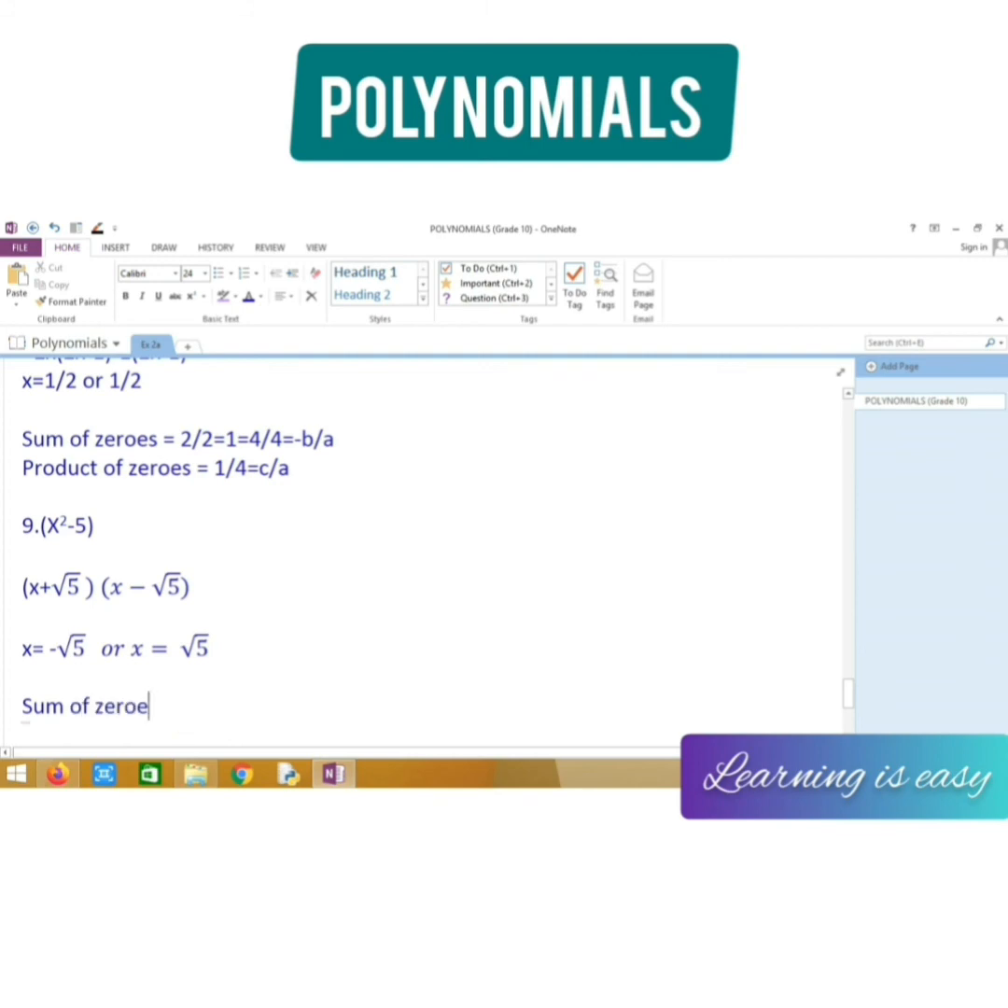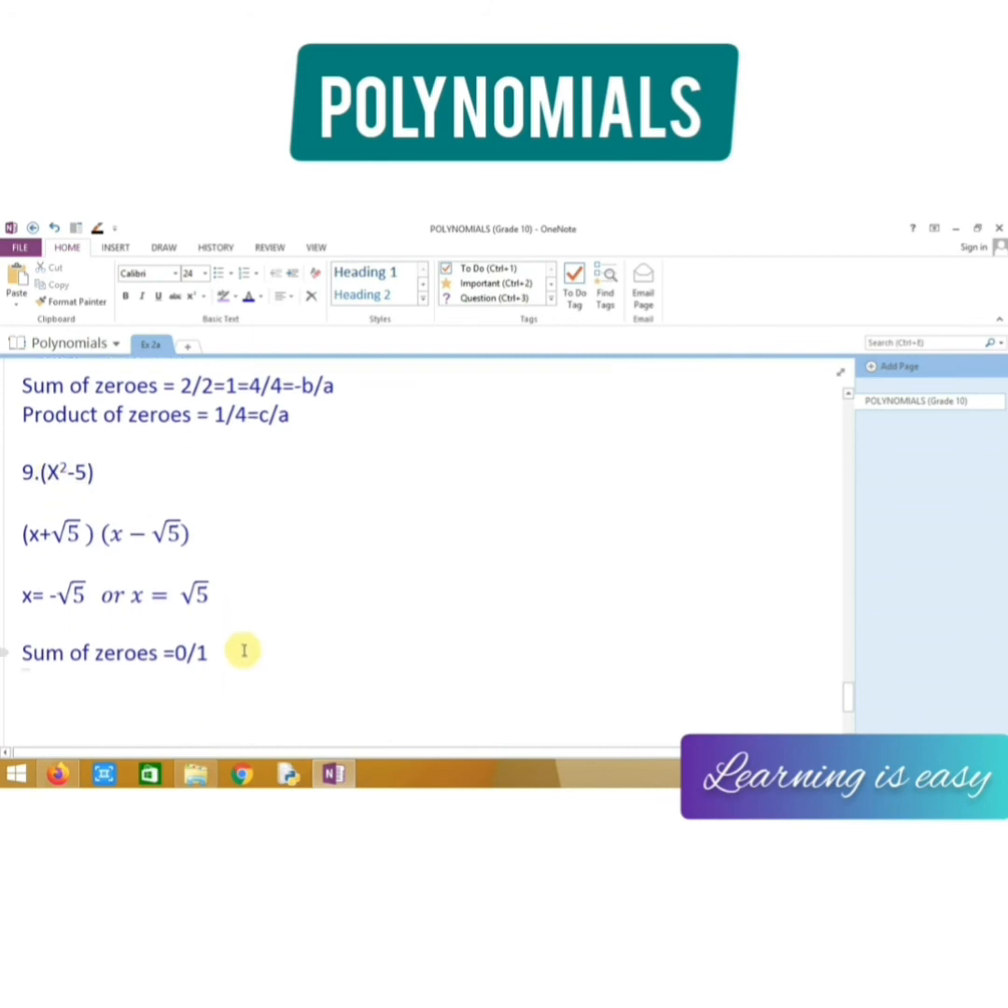So the sum of zeros is minus square root of 5 and plus square root of 5 goes off. It's 0. If you see here, there is no x value, so there is no b value at all. And we know the value of the x square coefficient is 1. Next, the product of zeros is going to be minus 5, which is the value of the constant in the given polynomial, which is of the form c by a.